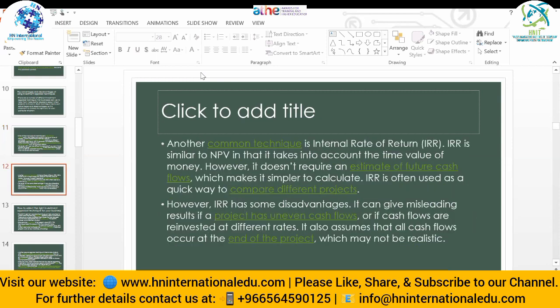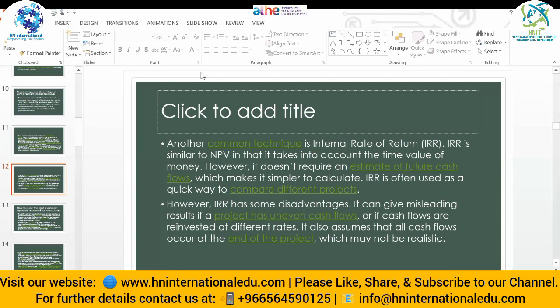Another common technique is the internal rate of return. It is similar to NPV in that it takes into account the time value of money. However, it doesn't require an estimate of future cash flows, which makes it simpler to calculate. This is often used as a quick way to compare different projects. When we are having projects A, B, C, and D, we want to see the viability, that is, in how many years this project is going to give us the return. We use the IRR. It has some disadvantages.